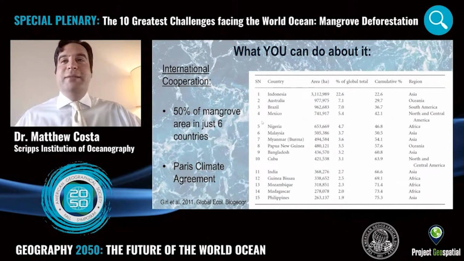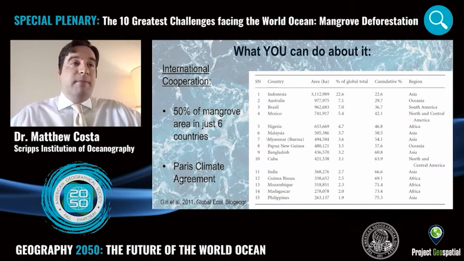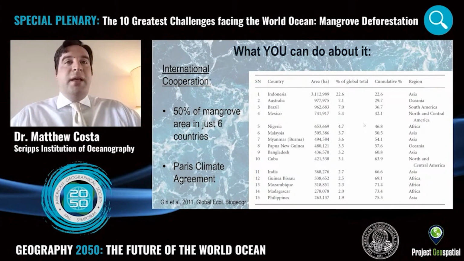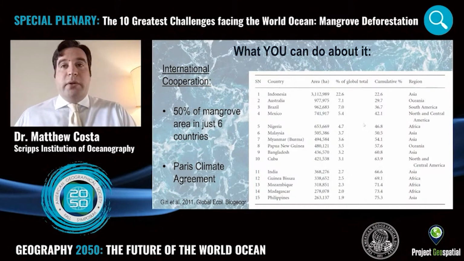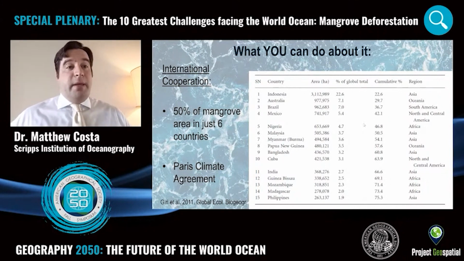So look at this graph, which shows the top 15 countries ranked by their mangrove area around the world. And one hopeful piece of information from this is that 50% of the world's mangrove area, so if you see it goes down to here, is in just 6 countries. And 75% of global mangrove area is contained in just 15 countries. So what that means is that if just a few countries set really ambitious goals for protecting coastal environments and using them for climate change mitigation, the global mangrove deforestation problem would be essentially solved.